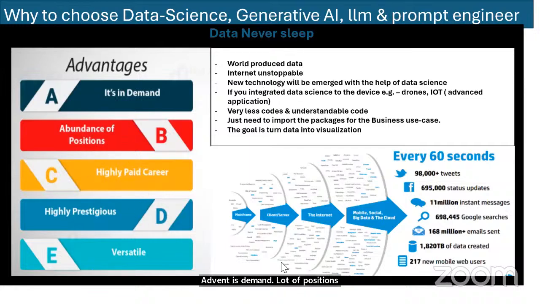The internet is unstoppable. The moment the internet stops, our jobs stop. Cloud stops, big data stops. Do you think the internet stops, guys? No, never, ever. Isn't it? And new technology will emerge with the help of data science. You can integrate data science with drones, IoT, all of these.